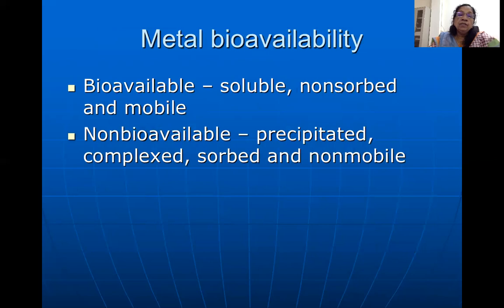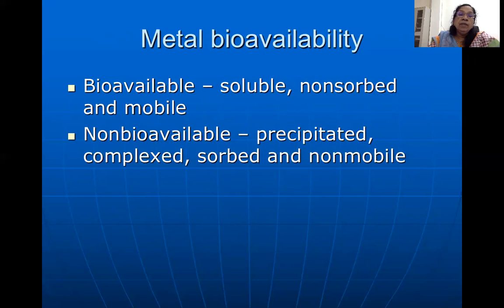The toxicity of metals depends mainly on the bioavailability. Certain metals are easily available even though they are present in the environment. Some metals may not be available, that is, they will be in the non-bioavailable form. And some metals may be easily bioavailable. When they are bioavailable, the toxicity also increases.